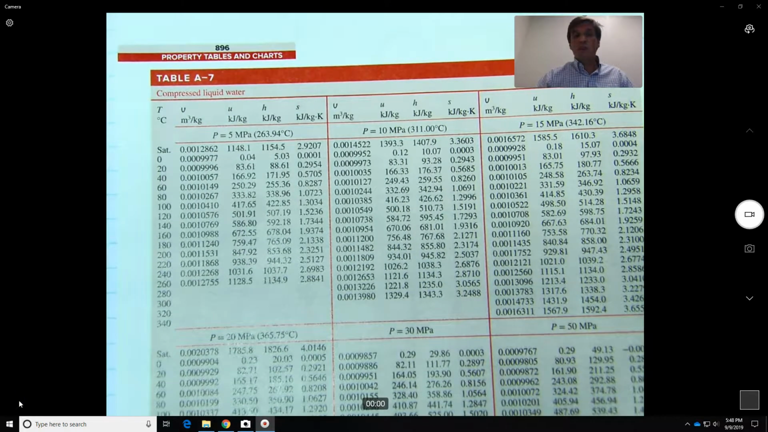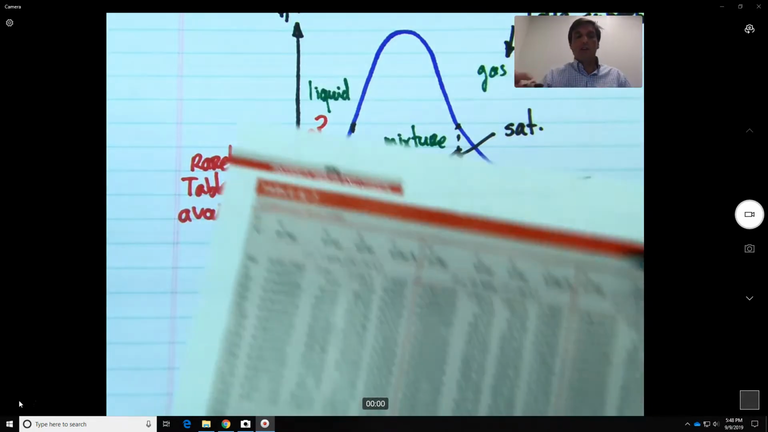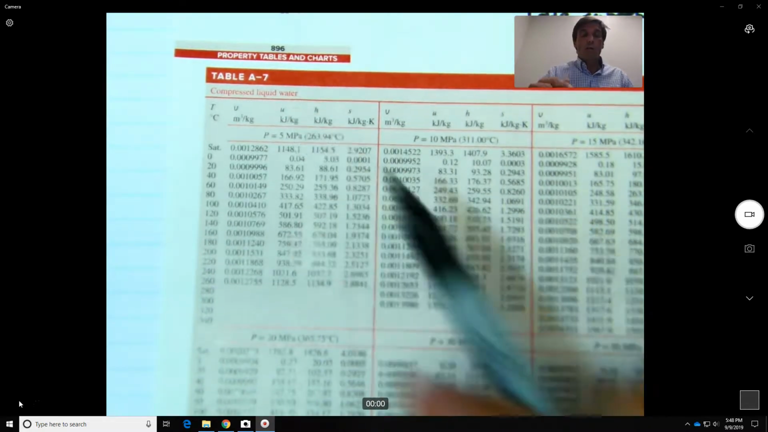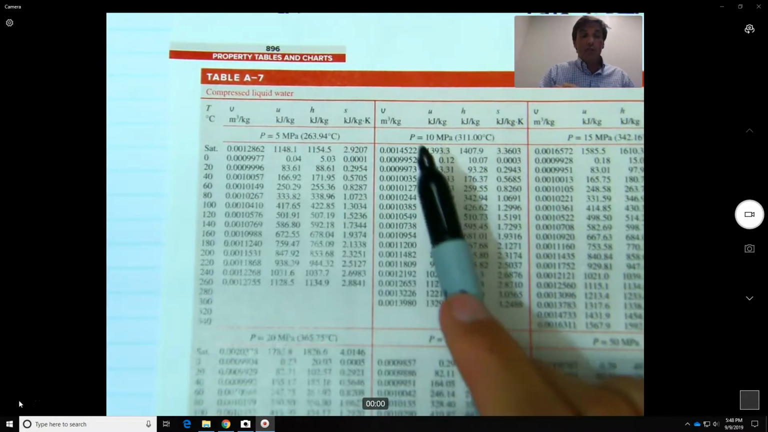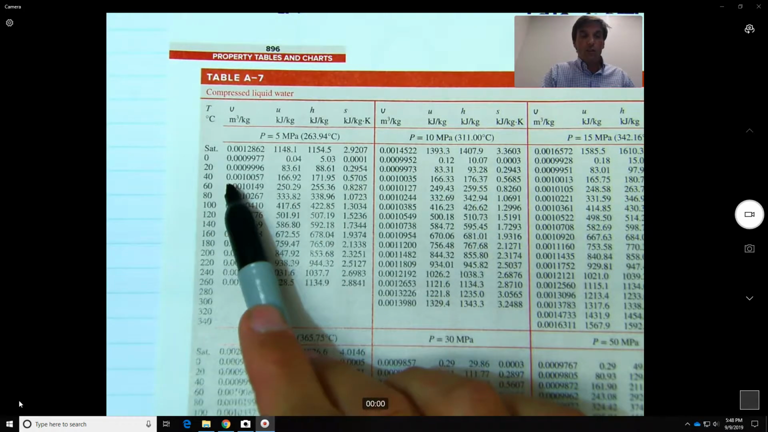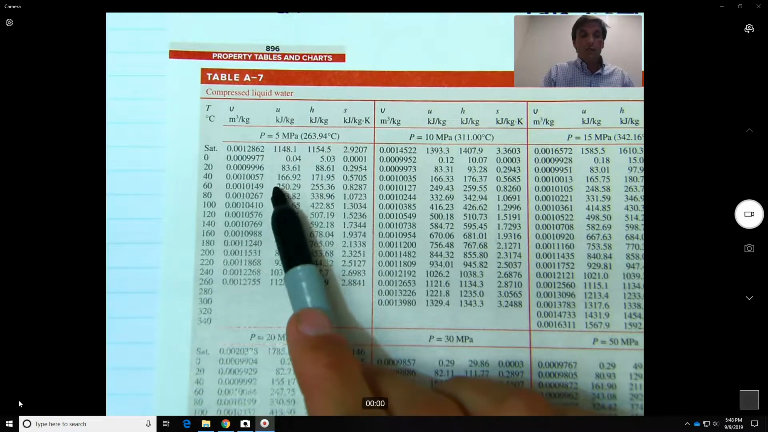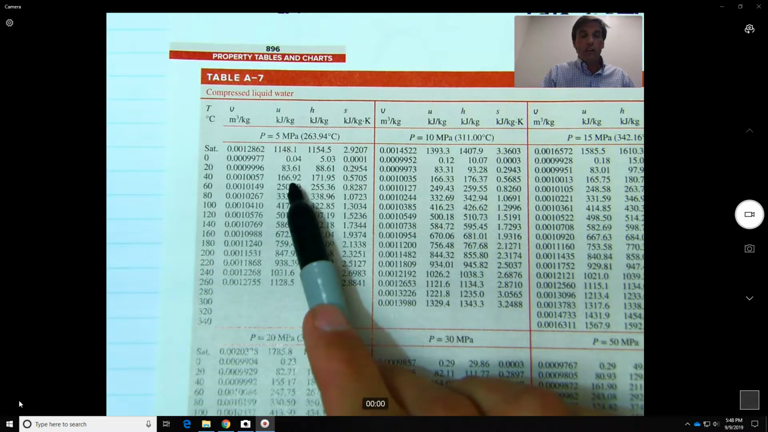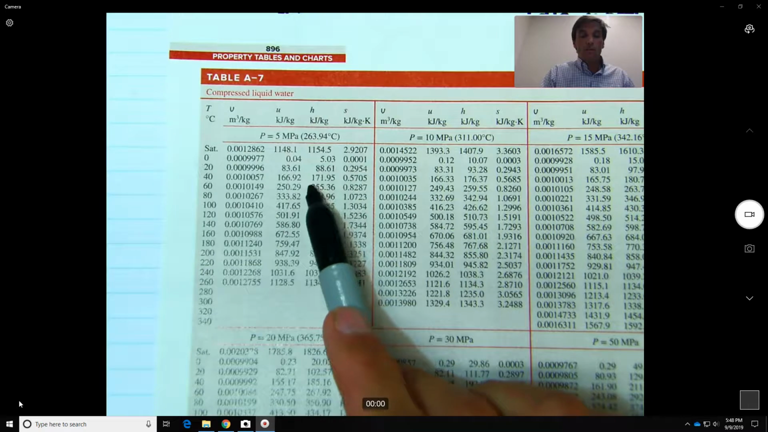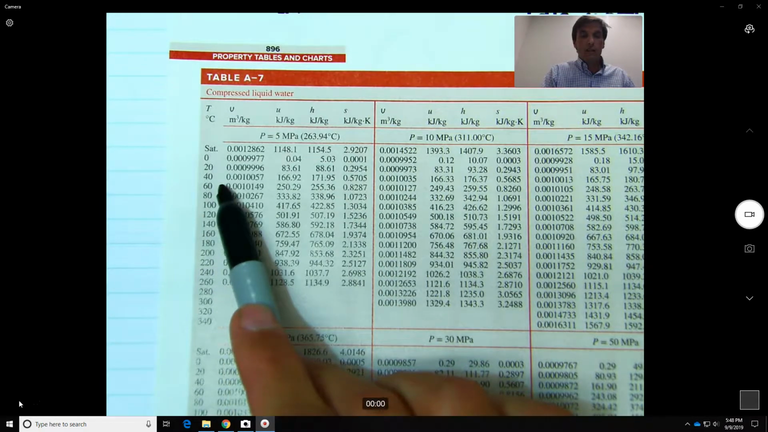So basically here what's important to notice is this. Okay, so this is the table for compressed liquid. So basically for this area, this is probably the only table you have in your textbook for that region. And let's look at it. If you look at, for example, let's say at 40 degrees, what would be the specific volume? 0.001057. The internal energy 166.92, enthalpy 171.95, temperature was 40. Okay.